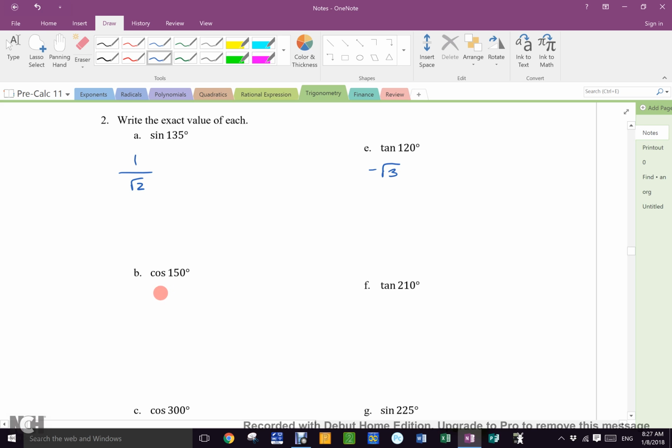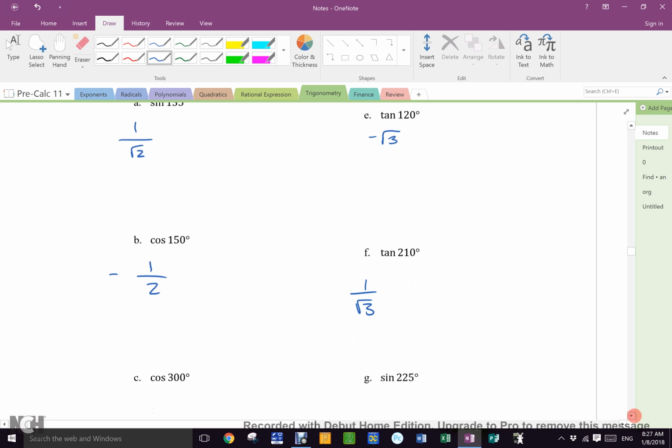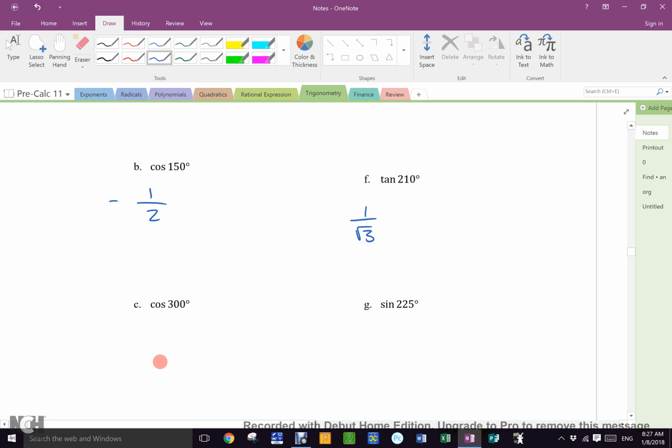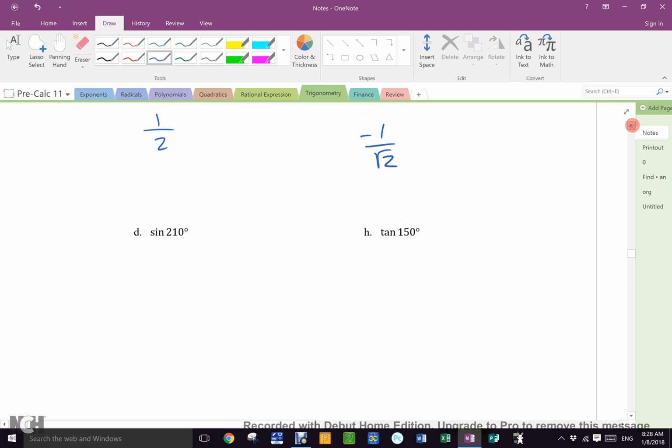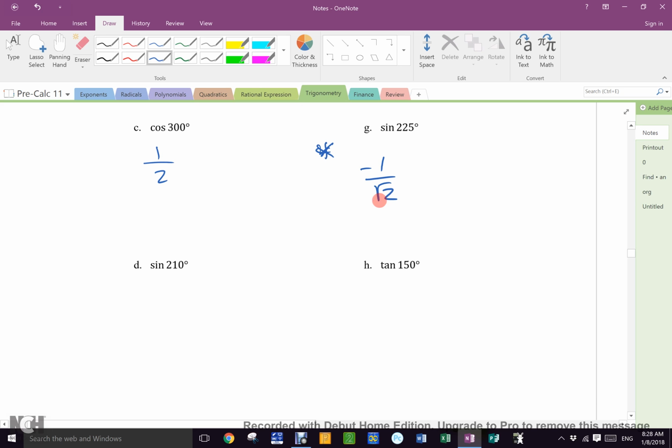Okay. So cos 150, that's 30. So that's 1 over 2, negative. Tan 210, that's 30. That's positive. That's going to be 30 there. So that's 1 over root 3. All these are 1. Cos of 300 is 60 down there, which means that's 1 over 2. And 225 is 45, so that's going to be negative 1 over root 2. Oh, I'll come back to some. Remind me to talk about that in a second. 210 is 30, so that's going to be negative 1 over 2. And 30 is going to be, oh, that's on that side. So it's going to be 1 over root 3 negative.